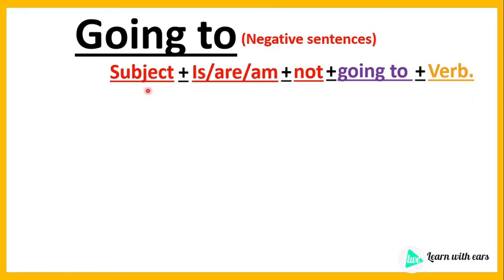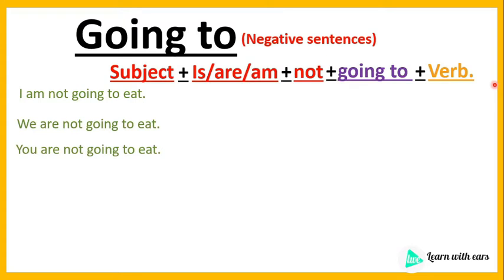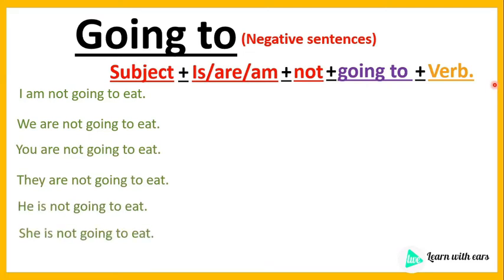So here again we have the subject, then am, is, or are, with which we use not, then going to, and after that the verb. Now let's see sentences. I am not going to eat. We are not going to eat. You are not going to eat. They are not going to eat. He is not going to eat. She is not going to eat. And it is not going to eat.